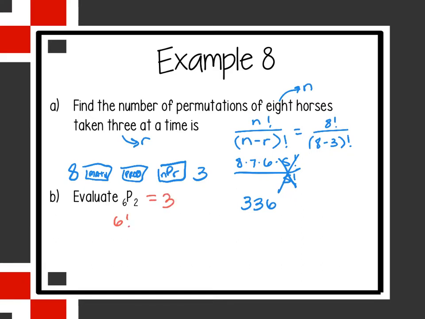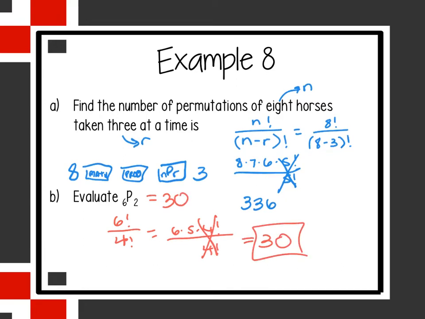Or 6 factorial over 4 factorial, which is 6 times 5 times 4 factorial over 4 factorial, which is 30. Oh, I forgot my 0. Isn't this what we were doing yesterday, but minus? So what we did before was C. The difference is there's no R factorial being multiplied at the end. Yep. So there's the two different equations, and you'll see them used two different ways.